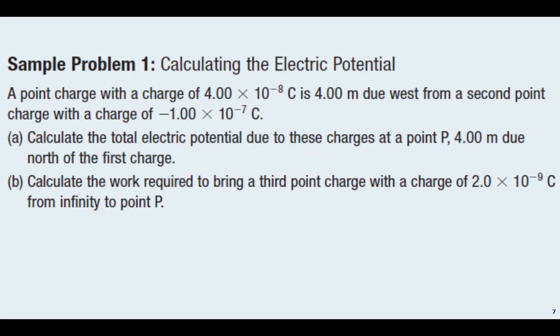charge. B, calculate the work required to bring a third point charge with a charge of 2.0 times 10 to the power of negative 9 coulombs from infinity to point P. Okay, I'll give you 5 minutes to consider this question, and we'll have a look at the solution together, okay?